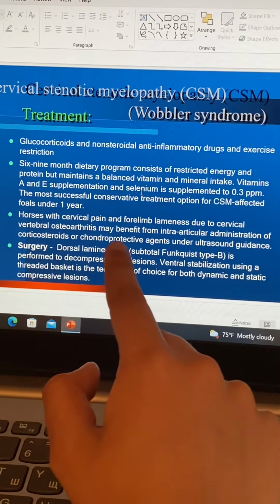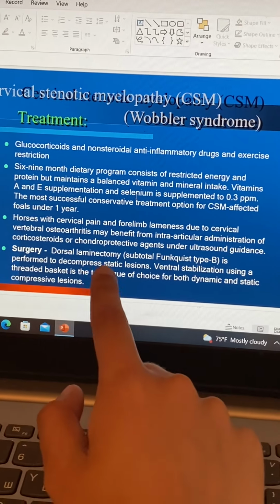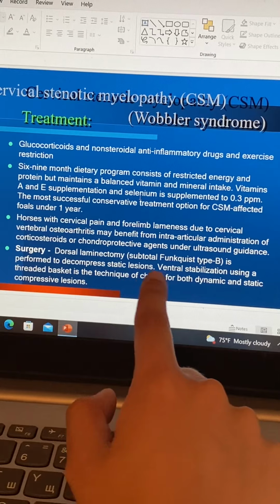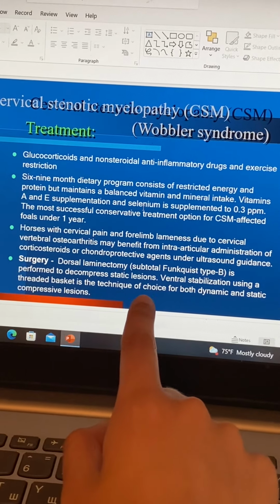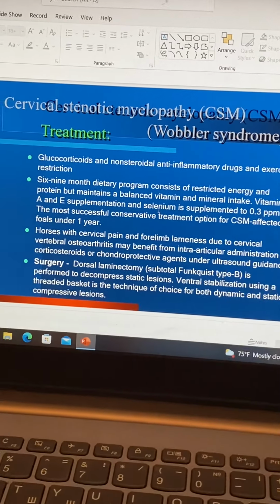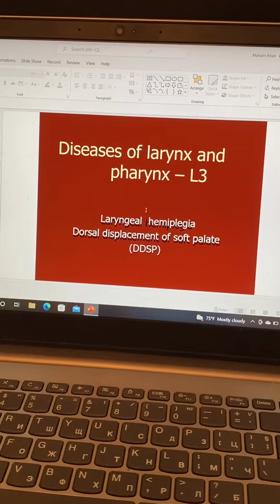You could do a surgery, a dorsal laminectomy, so removing the lamina from the back, basically. I don't know what this means, but memorize that. It's performed to decompress static lesions. There's also ventral stabilization using a threaded basket for compressive lesions, basically, because that's what wobbler syndrome is. And we're done with that.